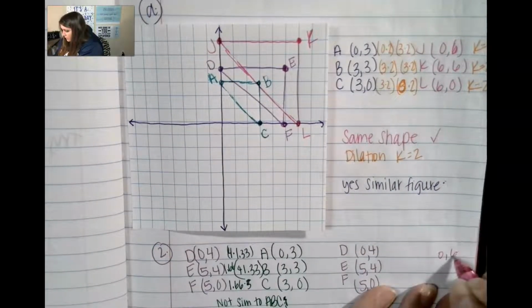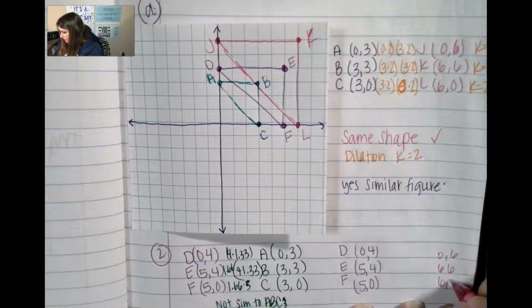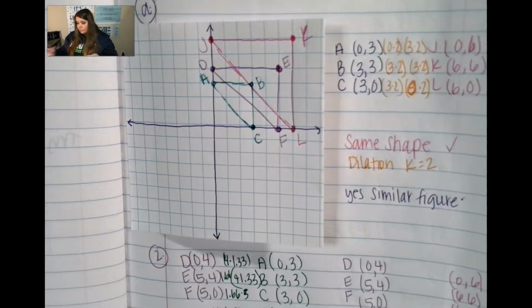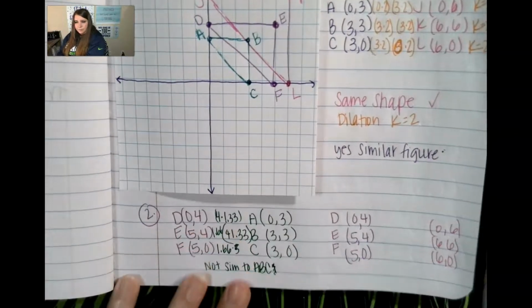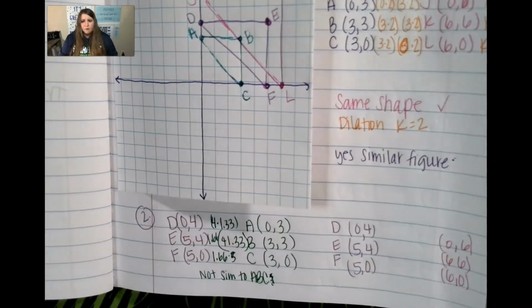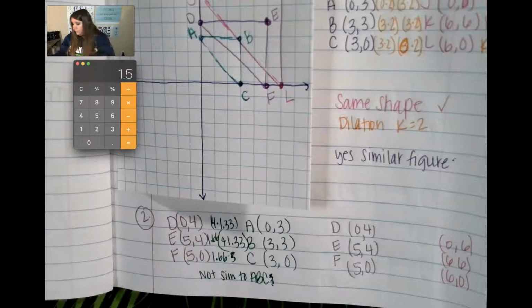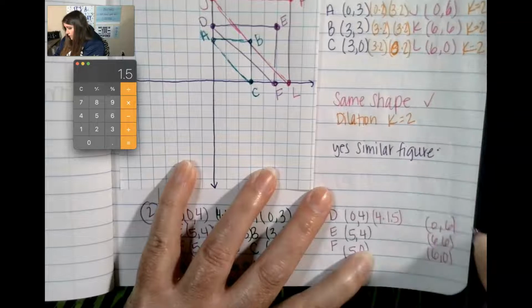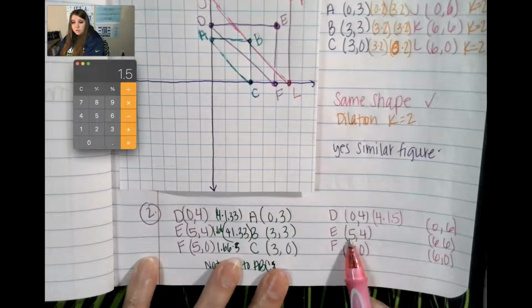So 0, 6, 6, 6, and 6, 0. Let's check to see, does it dilate using the same numbers? All right, so I get from 4 to 6. Let's check that one. 1.5. So 4 times 1.5 gives us 6. And we don't know about the 0. It could be 1.5. So let's check this one.